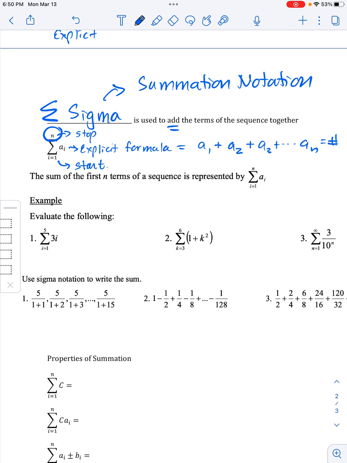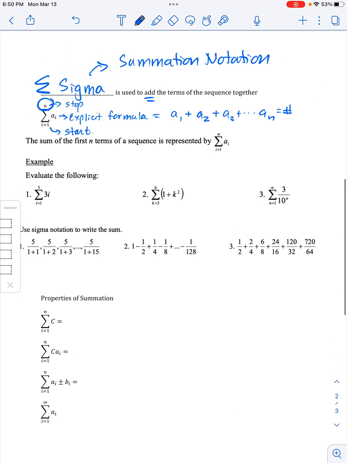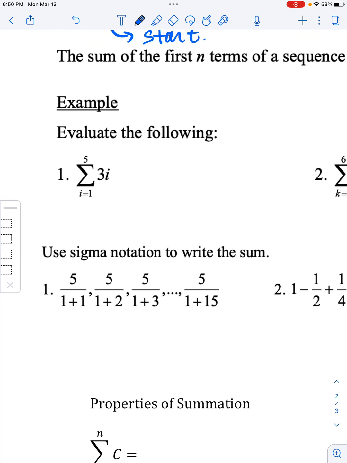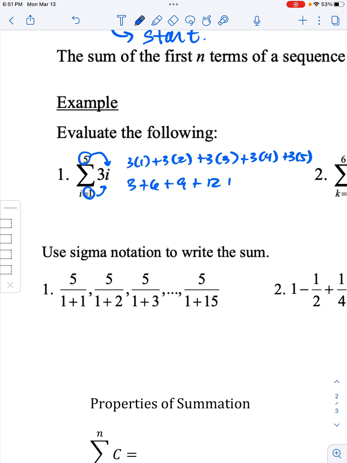So let's do this. The math of this is very easy. It can be kind of tedious depending on how many numbers they give you or how far you have to go. So what this is asking you to do is to start by plugging in a 1 for i, stop when you get to 5, and then add up all the terms, summation. So I'll do 3 times 1 plus 3 times 2 plus 3 times 3 plus 3 times 4 and plus 3 times 5. So I'm going to end up with 3 plus 6 plus 9 plus 12 plus 15.